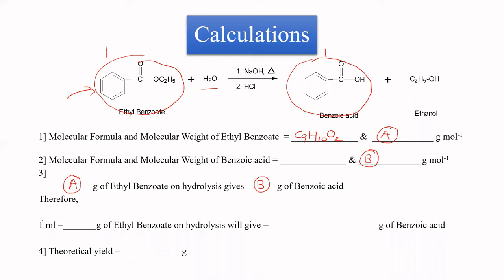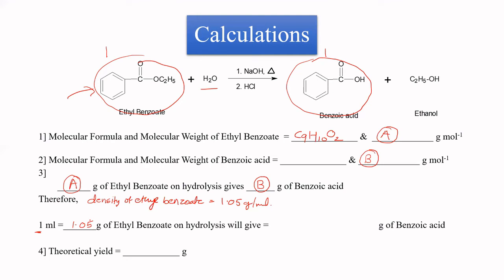Okay, but we started with 1 ml of the ethyl benzoate. So I need to convert this into gram. So for that, I need the density of ethyl benzoate. Density of ethyl benzoate is 1.05. So I'm writing it here. It is 1.05 gram per ml. Okay. So if it is 1 ml and density is 1.05, of course, the mass will be 1.05. So you have taken 1 ml of ethyl benzoate in the reaction, which is actually 1.05 gram of the ethyl benzoate. Okay.